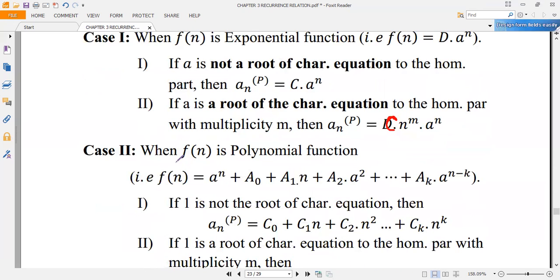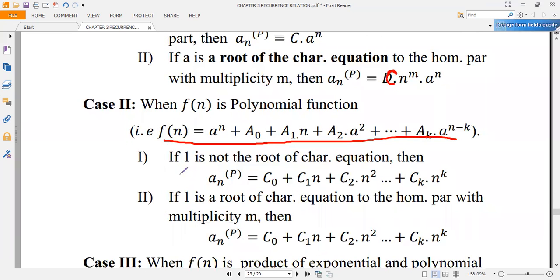And the other one is when the function Fn is a polynomial function in the form like this one. If it is of the form like this one, then it has two cases. If 1 is a root of the characteristic equation of the homogeneous part, then the initial guess will be taken as C0 plus C1 n plus C2 n squared up to Ck n to the power of k. If 1 is a root, this one is when 1 is not the root.